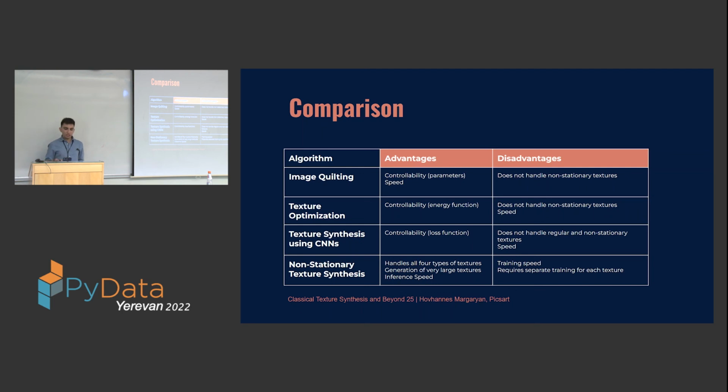In addition to that, non-stationary texture synthesis can generate very large textures if the output texture is given back as an input to the generator. The speed is only an advantage in the case of image quilting, while in the case of non-stationary texture synthesis, we have very fast inference speed. The training speed is quite slow. Another disadvantage of non-stationary texture synthesis is that it requires training a separate generator network for each given input exemplar texture.